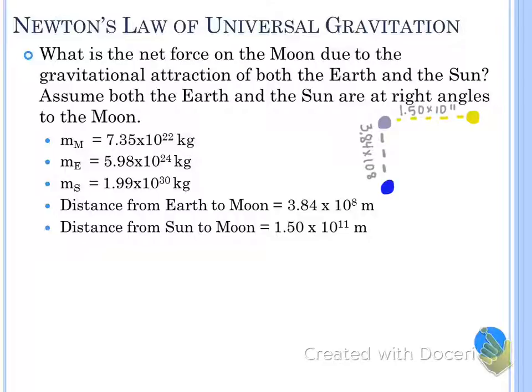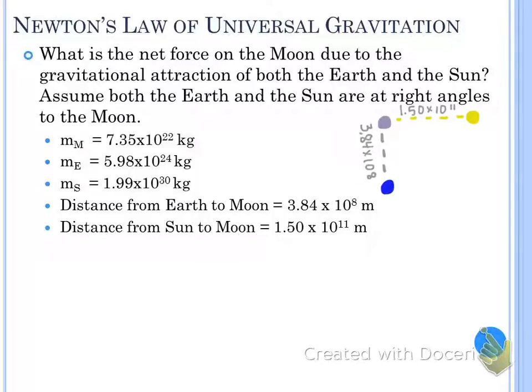So if the moon were to move right here, it would probably be pulled in this direction somewhere, right? If both of these things are pulling on it, it's going to move somewhere like this. So we're going to find that net force. We need to find the gravitational force between these two objects and the gravitational force between these two objects, and then we'll combine them to find that net force. So let's look at the earth and the moon first.